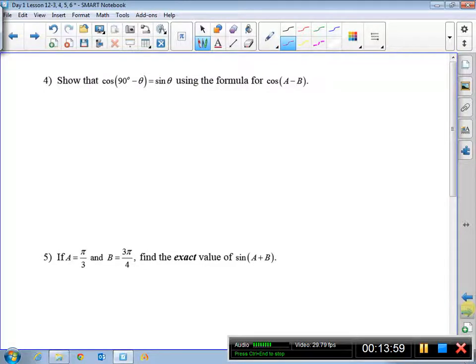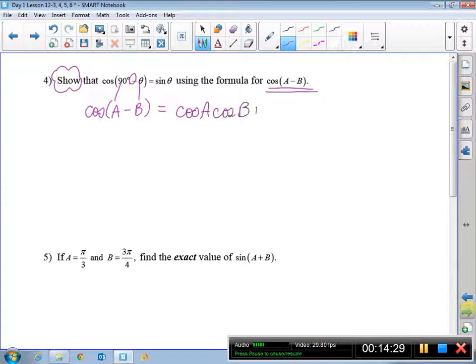So those are problems where we're finding the exact values using values that we already know. Number 4 is a little different. Show that cosine of 90 minus theta equals sine theta. So we're actually, in a way, proving an identity. You can see they're suggesting cosine of A minus B, because we are subtracting 2 angles. So that formula, always write the formula down first: cos A cos B plus sine A sine B.